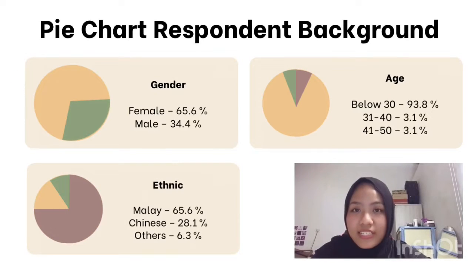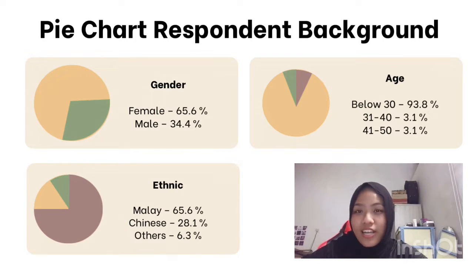This is the pie chart we have used for the respondent background. There are 3 characteristics: gender, age and ethnicity. The first characteristic is gender. We can see the highest frequency of respondents are female, which is 65.5%, while male respondents are 34.4% who participated in the research.